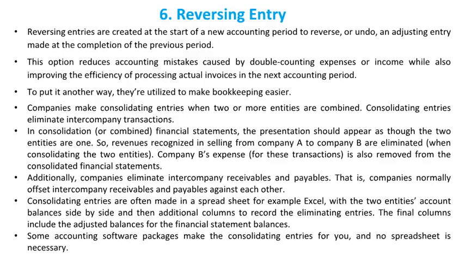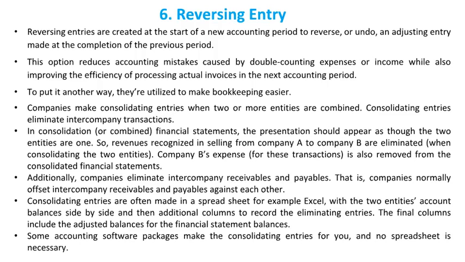Number 6 type of journal entry is reversing entry. Reversing entries are created at the start of a new accounting period to reverse, or undo, an adjusting entry made at the completion of the previous period. This option reduces accounting mistakes caused by double counting expenses or income while also improving the efficiency of processing actual invoices in the next accounting period. To put it another way, they're utilized to make bookkeeping easier.